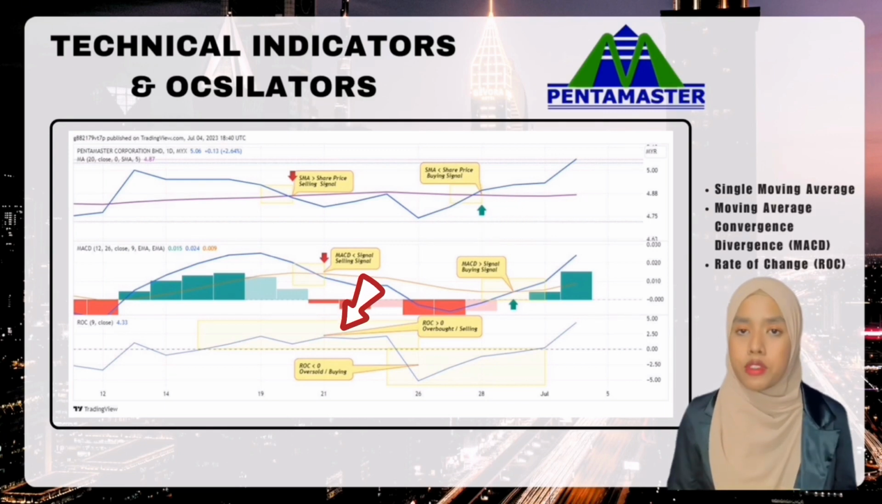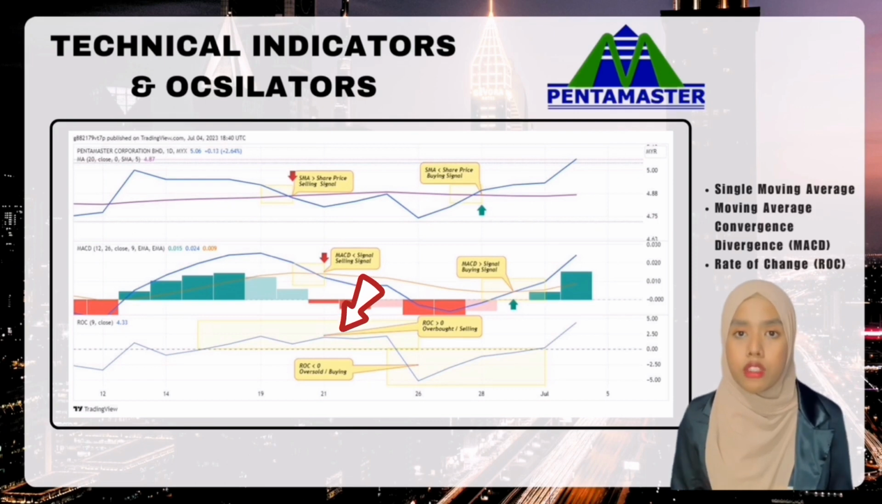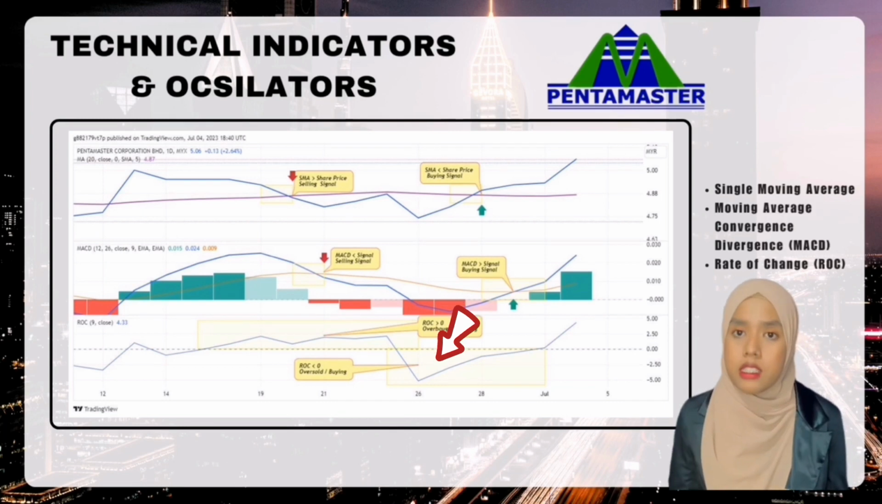Third indicator chosen is rate of change. Based on the chart, this stock shows a sell signal since the ROC value is greater than 0. The signal was shown on 20 June and until 23 June. Next signal is the buy signal that happened when the ROC value is below the 0 line. This buy signal happened on 23rd June.